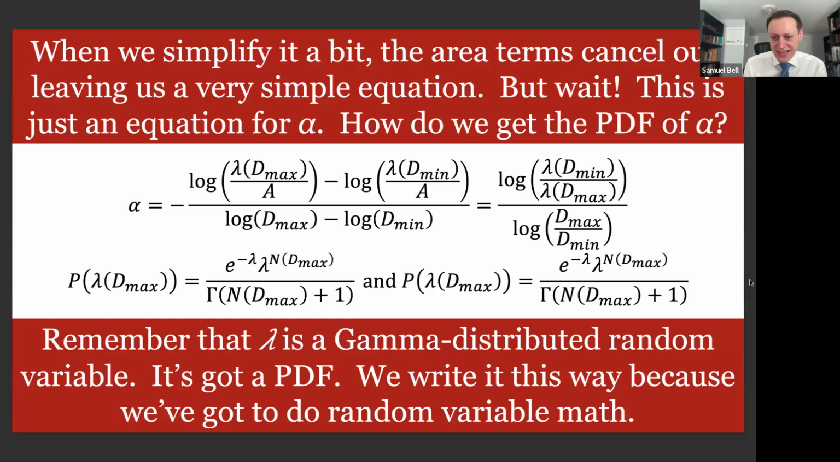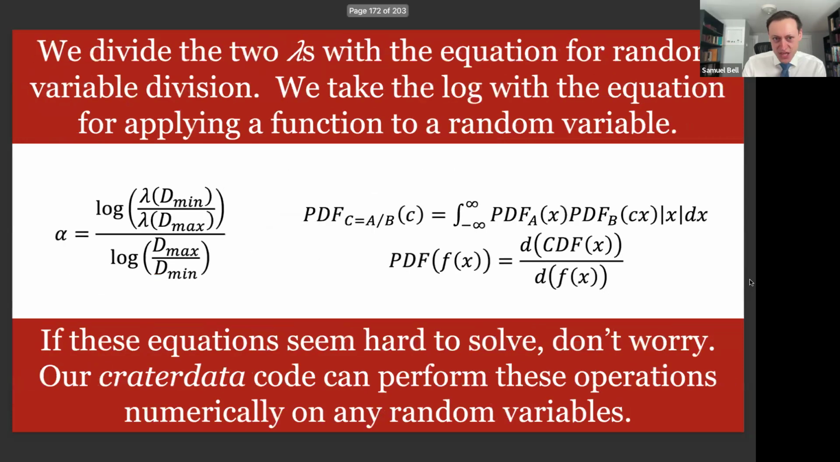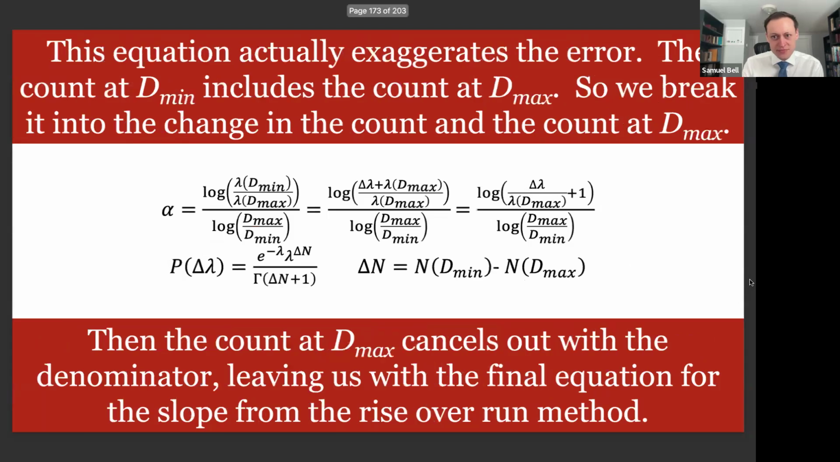Remember that alpha is a gamma distributed random variable. It's got a PDF. We write it this way because we've got to do random variable math. We divide the 2 lambda PDFs with the equation for random variable division. We take the log with the equation for applying a function to a random variable. And if these equations seem hard to solve, don't worry. Our Crater data code can perform these operations numerically on any random variables.